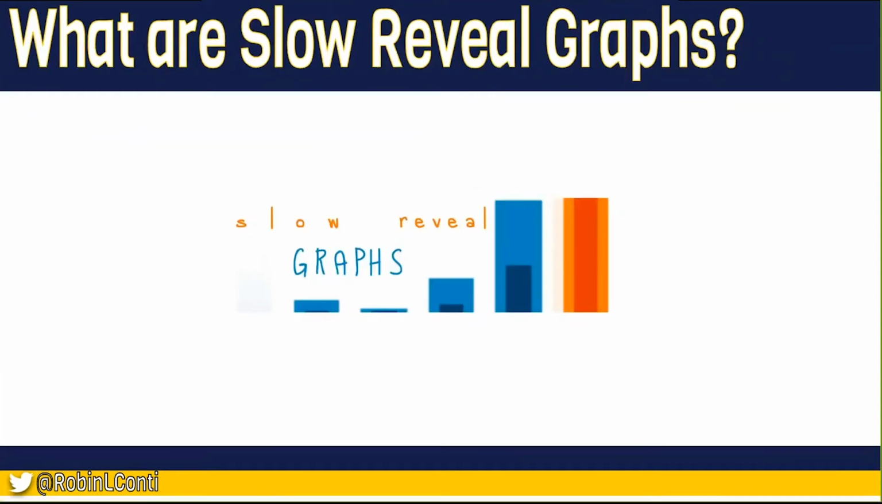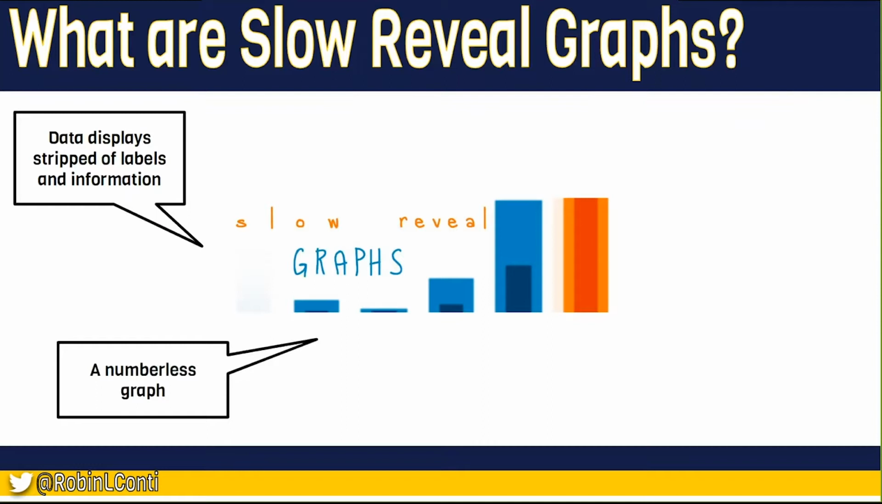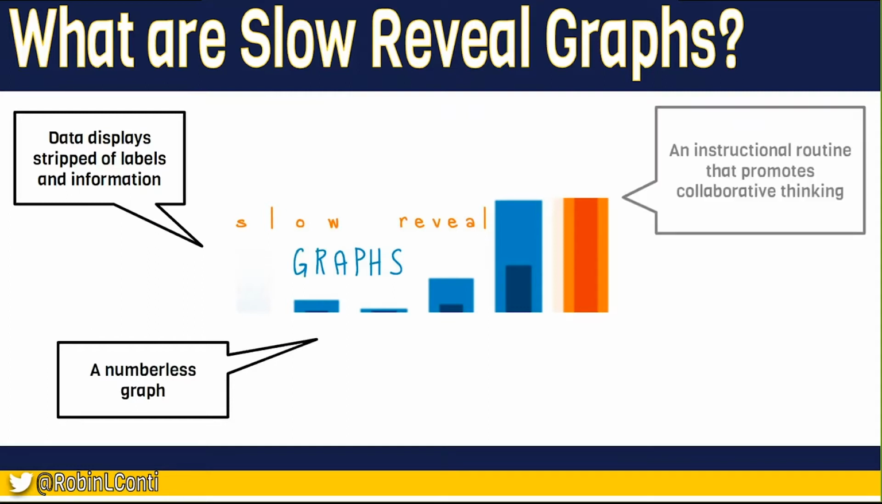Slow reveal graphs are data displays that have been initially stripped of all labels and information, leaving only bars, lines, circles, or pictures, depending on your graph selection. You may have heard of numberless graphs in the past. Slow reveal graphs are an updated and, in my opinion, enhancement of those. Slow reveal graphs are an instructional routine that promotes collaborative thinking amongst your students.